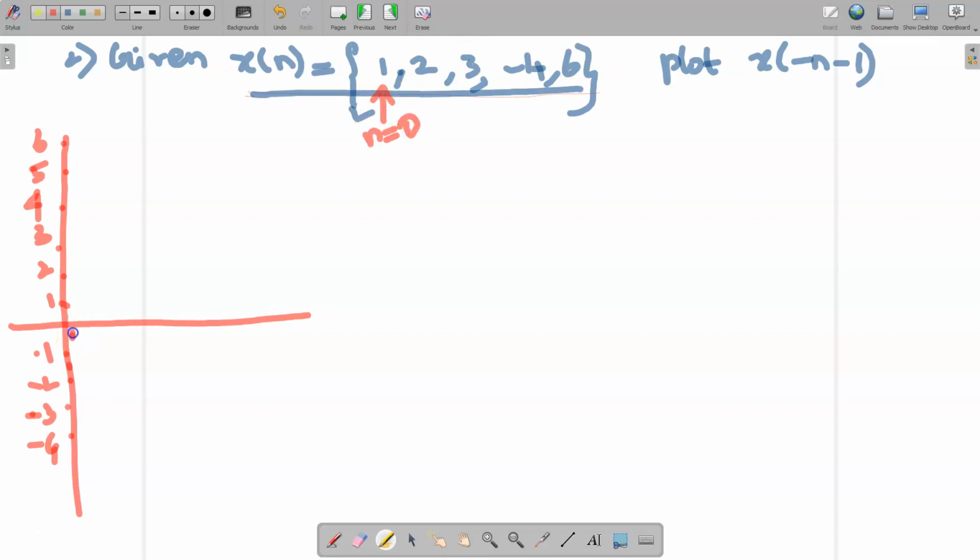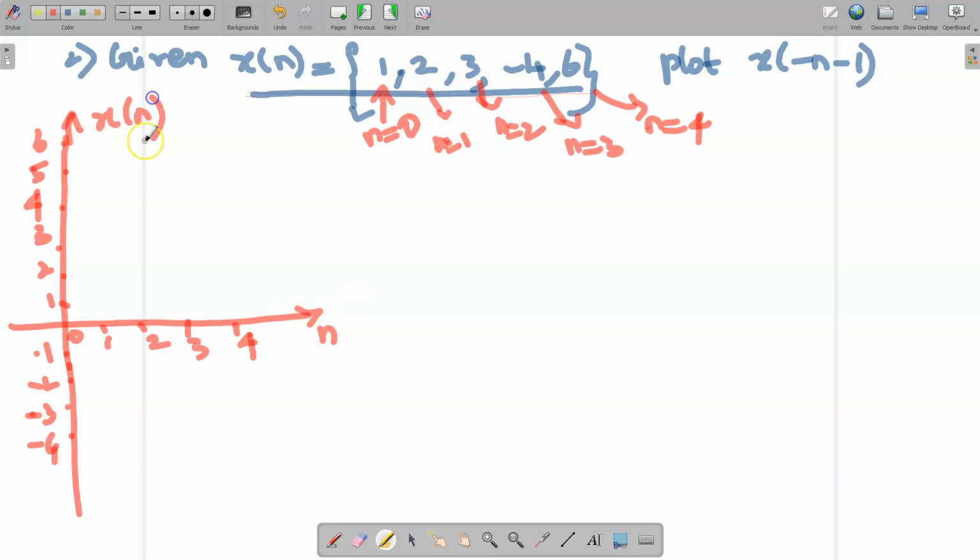So, with that knowledge we can start drawing the diagram. So, it is n equal to 0, it is n equal to 1, it is n equal to 2, it is n equal to 3, and the last value is n equal to 4. So, we have to take all those values in x axis. So, 0, 1, 2, 3 and then 4. So, this is x of n, and whatever the amplitudes they have given, we have to mark the corresponding amplitudes.